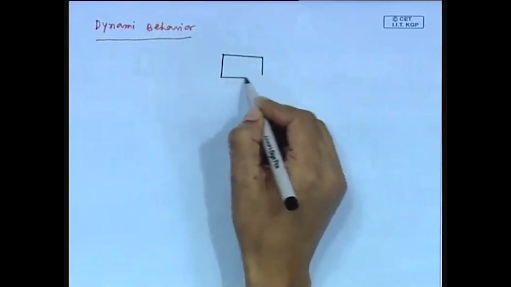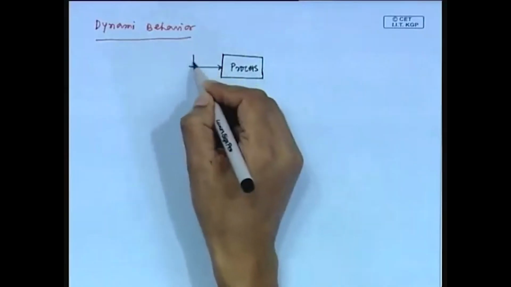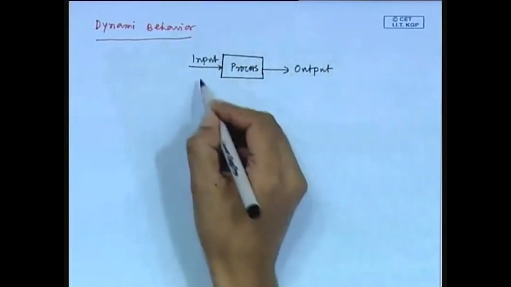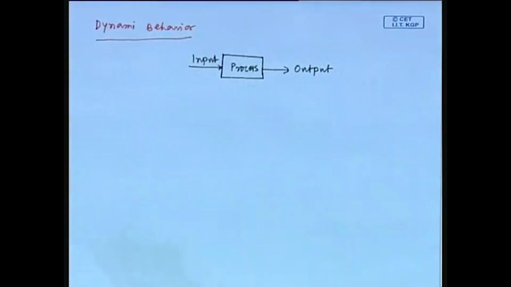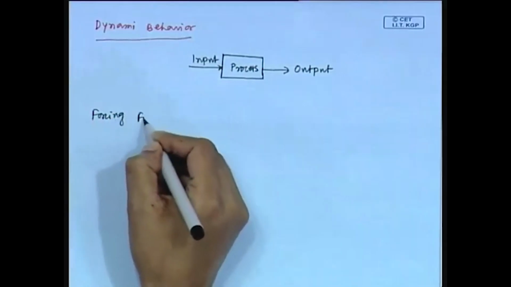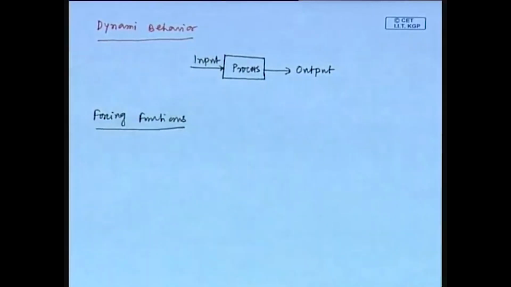We have a chemical process. This is input, this is output. If we give a change in input variable, we will get some change in output variable, and that is the dynamic behavior, and that we will observe in terms of the change in the output variable. Fine. So, we will consider the different forcing functions. First, we will start with step function.